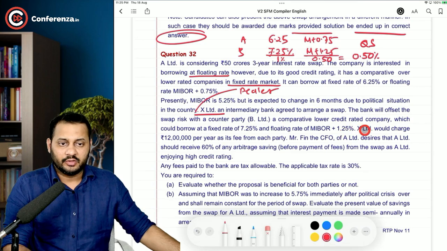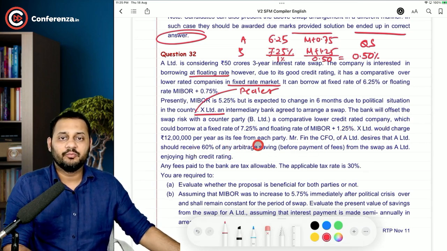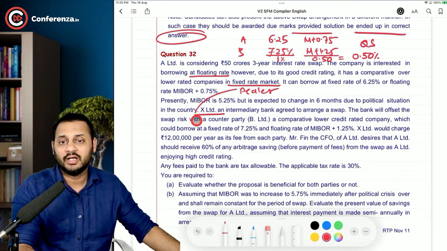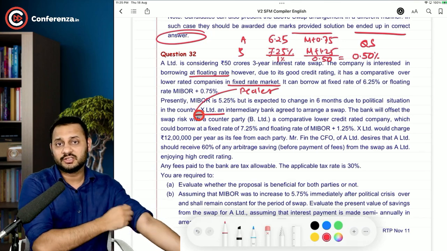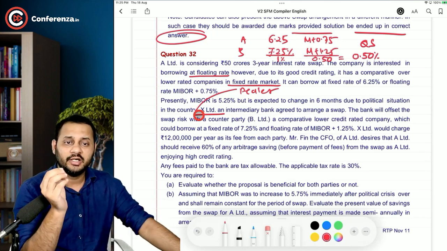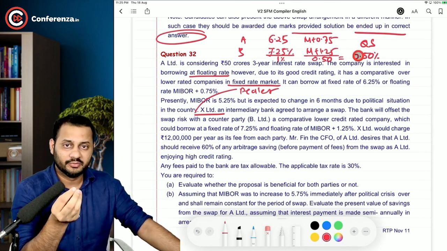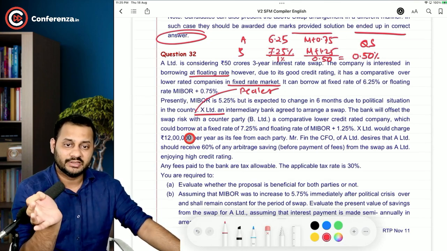We are here right now. X Limited would charge 12 lakh rupees per year as its fee from each party. From each party, the commission amount will be 12 lakh for X Limited. Just understand, this is huge. In the previous question, it was 0.25%, which would have been paid from this, but now this is given in terms of rupees.